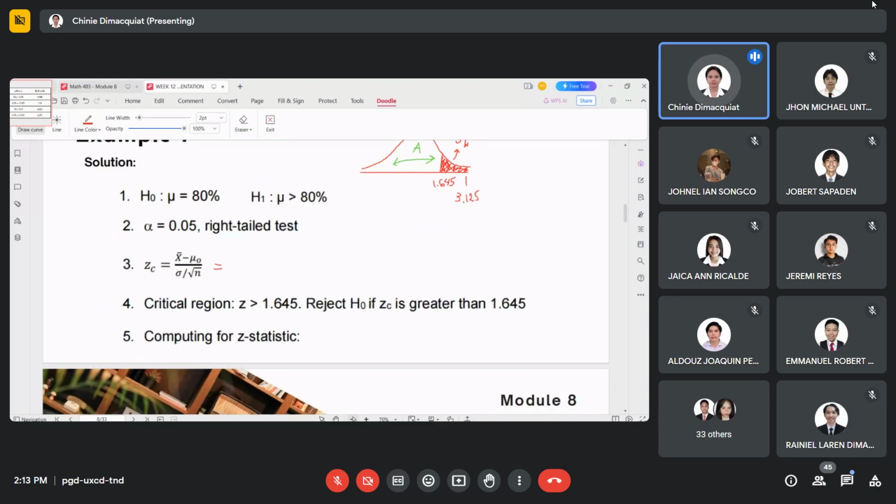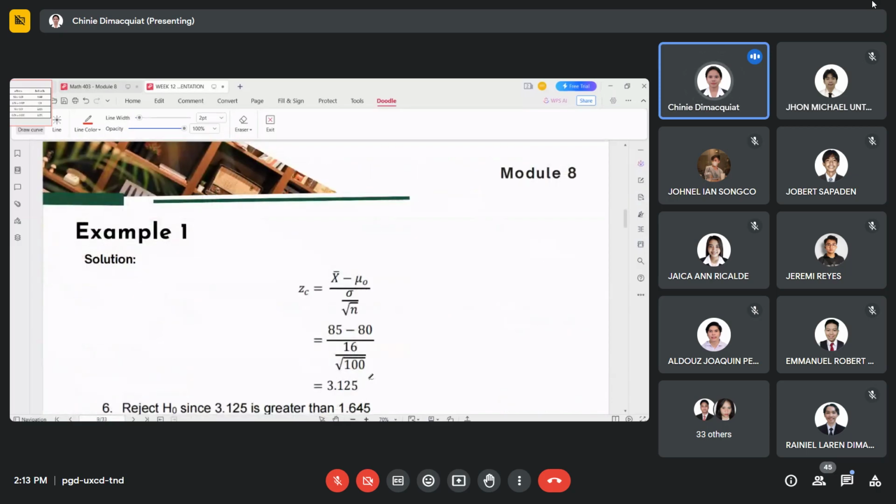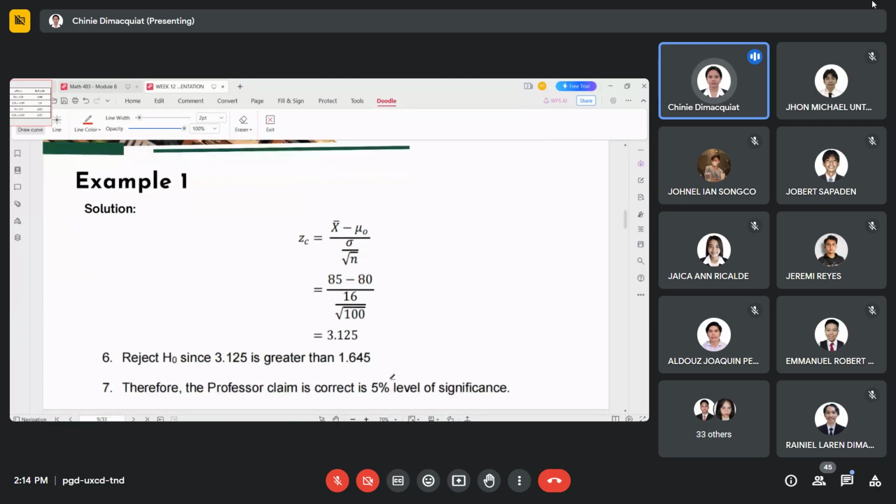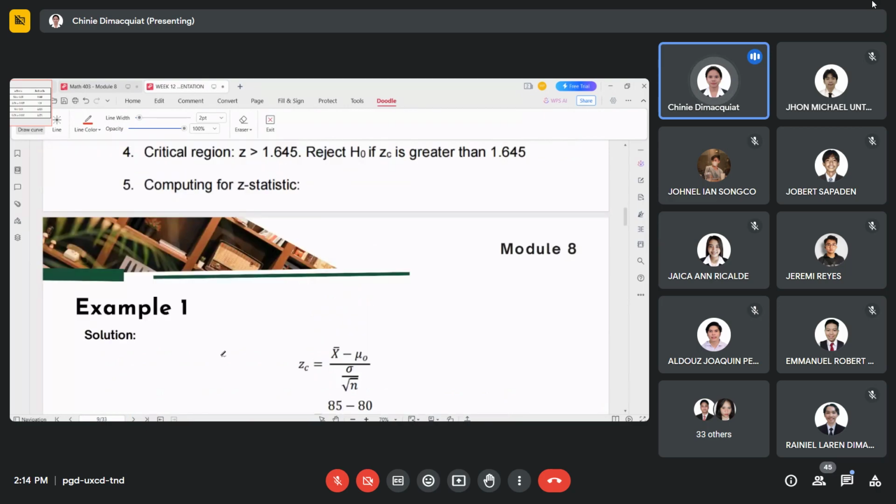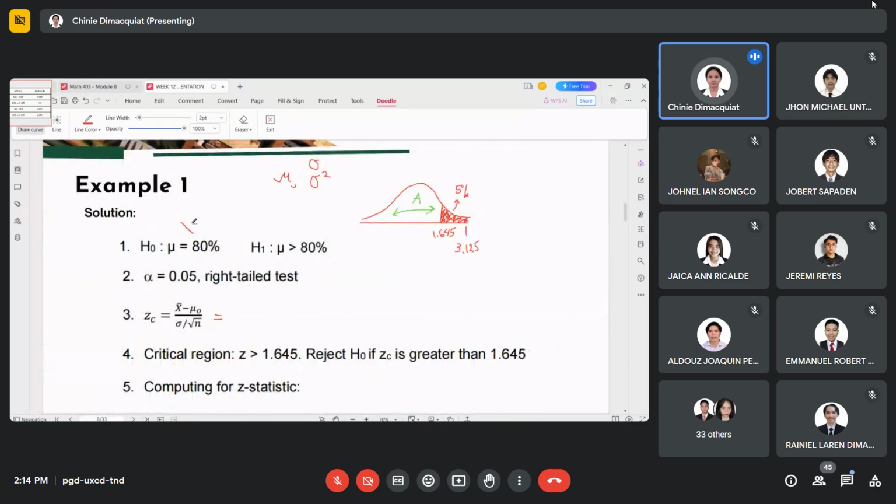So, yun yung ating magiging decision case 6. Reject null hypothesis since 3.125 is greater than 1.645. Then yung ating conclusion, the professor claim is correct at 5% level of significance, or simply, ang ilagay nyo na lang, since na-reject natin yung ating null hypothesis, so since mali to, ang ilagay nyo na lang ay yung average ay greater than 80%. Dahil ito yung tamang conclusion.